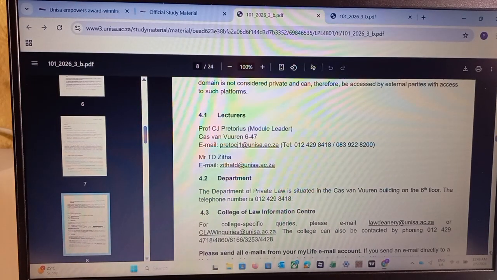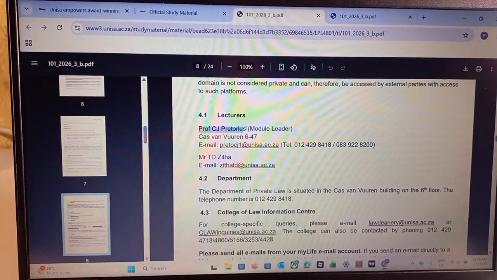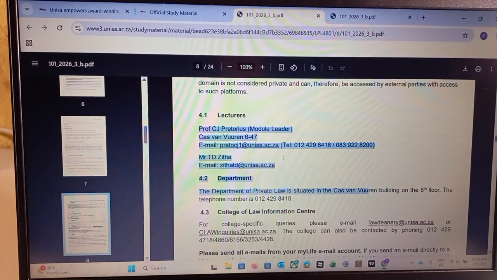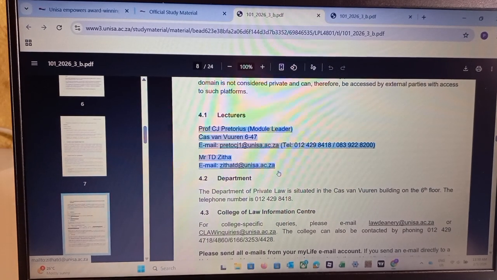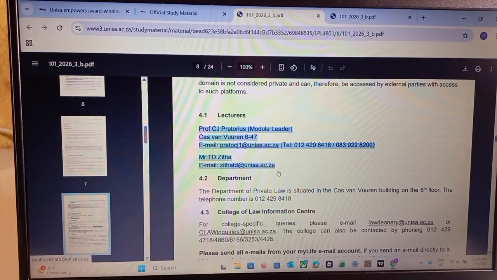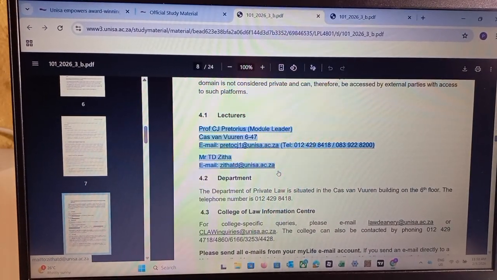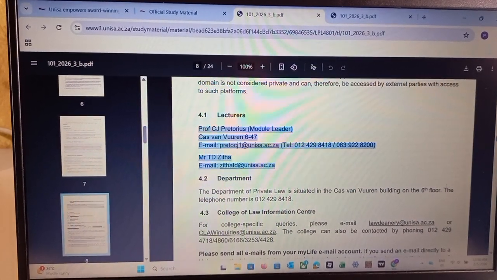And then this is the most important one here. These are the contact details of the lecturers of this particular module. Usually I highlight it because you might never know when you may need it. So I highlight it and then I also write it on a separate note, and during my exams I just paste it on the wall or close to my laptop.